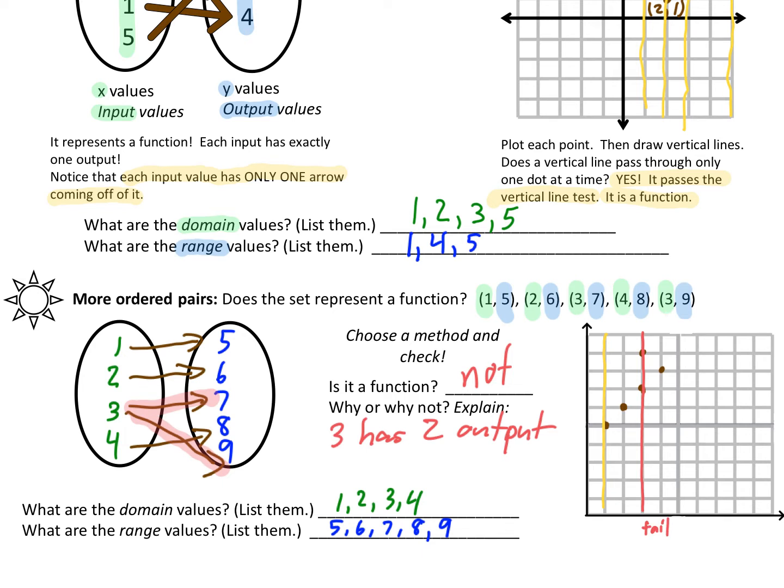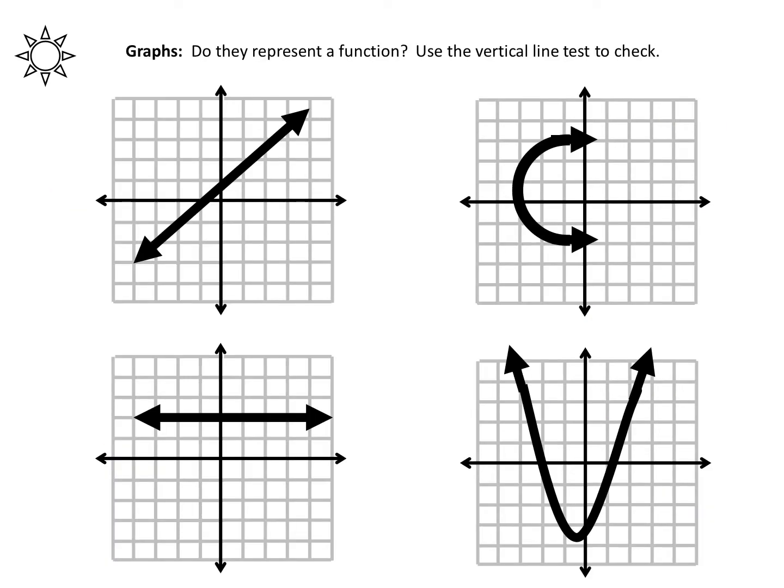It doesn't matter if you can draw some vertical lines that only have one dot. If you can draw a single line that has more than one point, then it fails, and we do not have a function. Now, pause the video and check these graphs with the vertical line test. Are they a function or not?